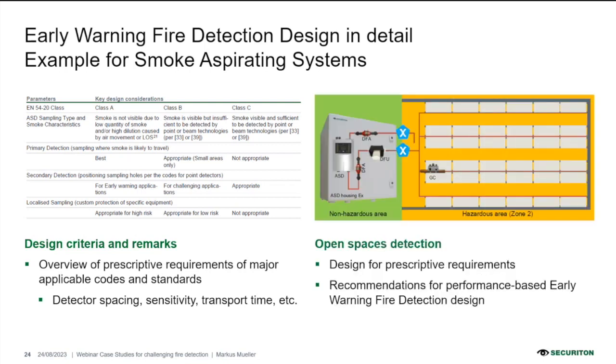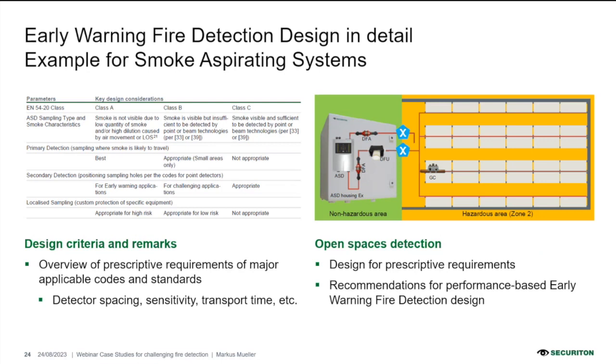We then cover general open space detection that is mainly designed for prescriptive code requirements, where it says how big the maximum monitored area can be by a sampling hole, giving a certain number of air exchanges per hour. And at this point, we give recommendations for performance-based early warning detection design.